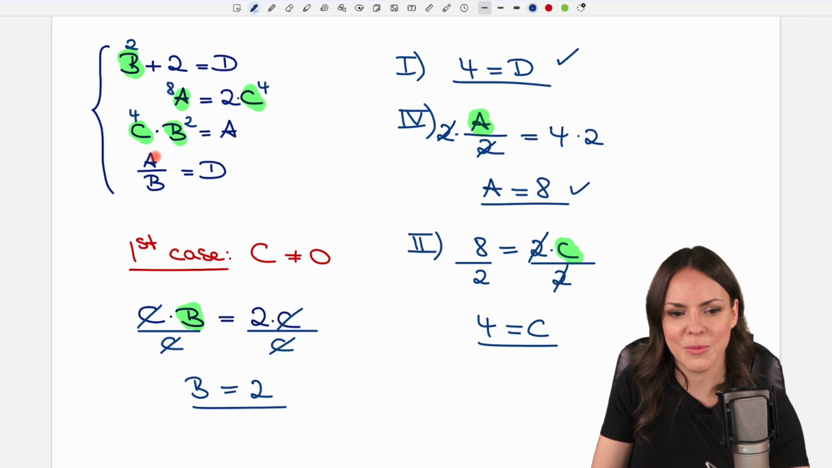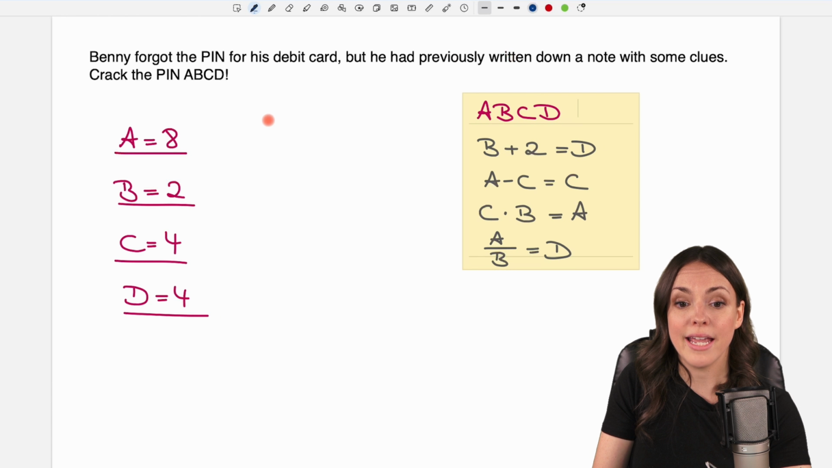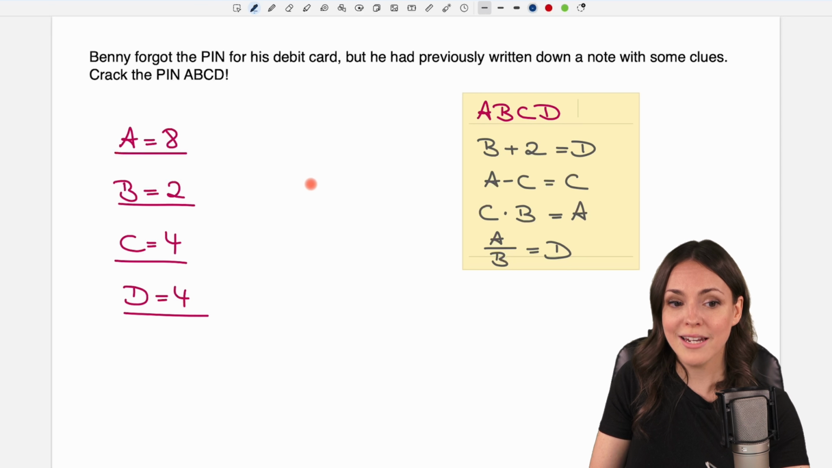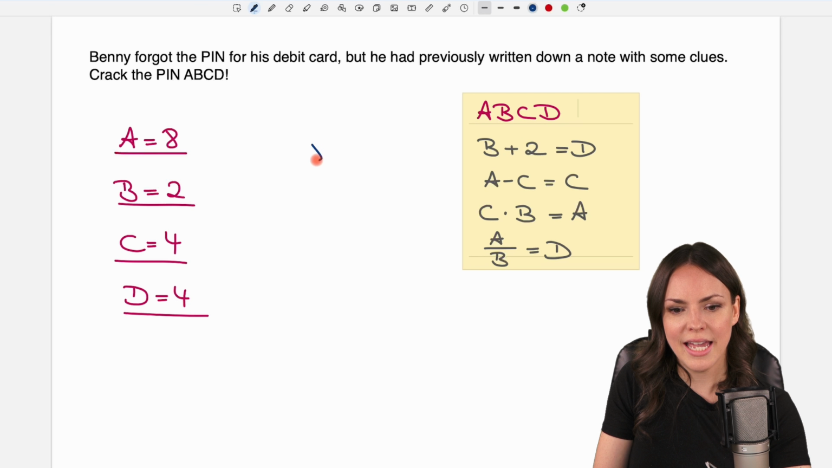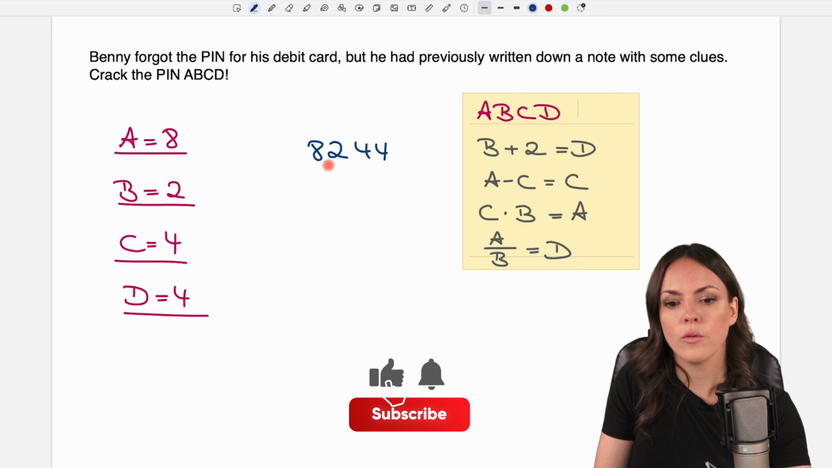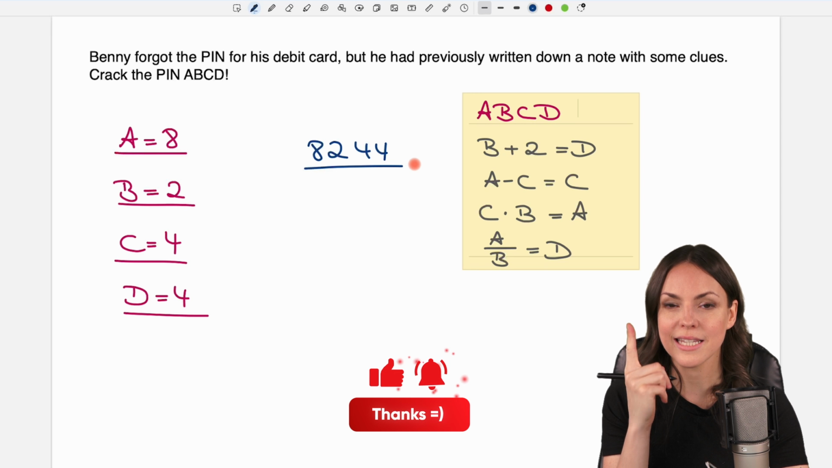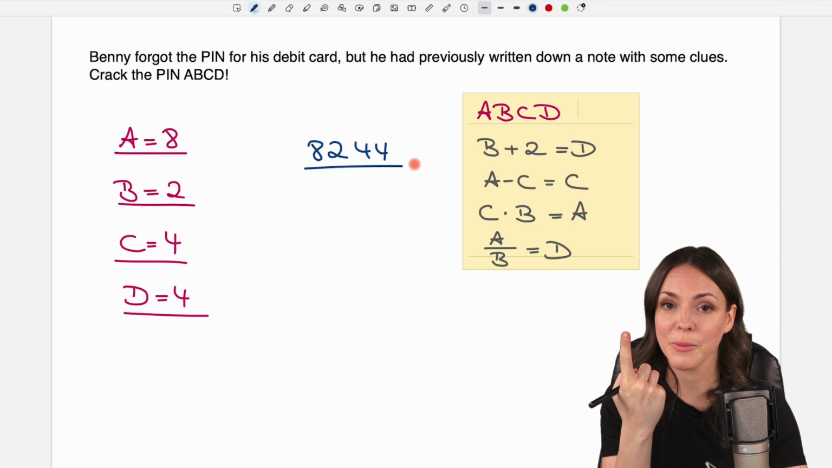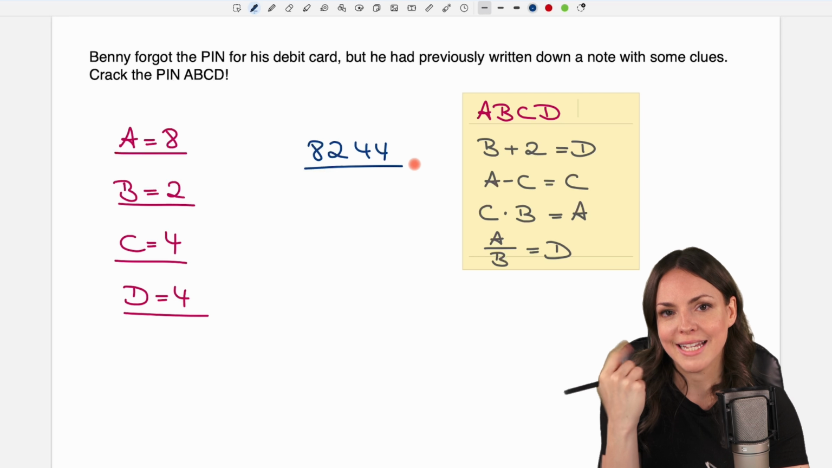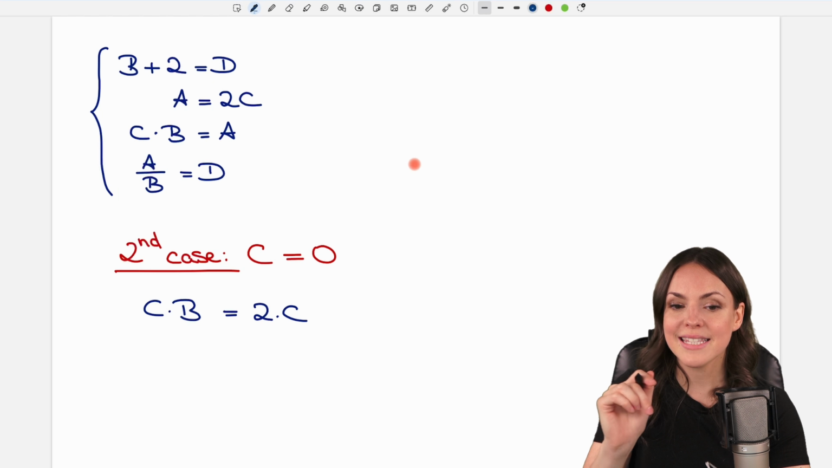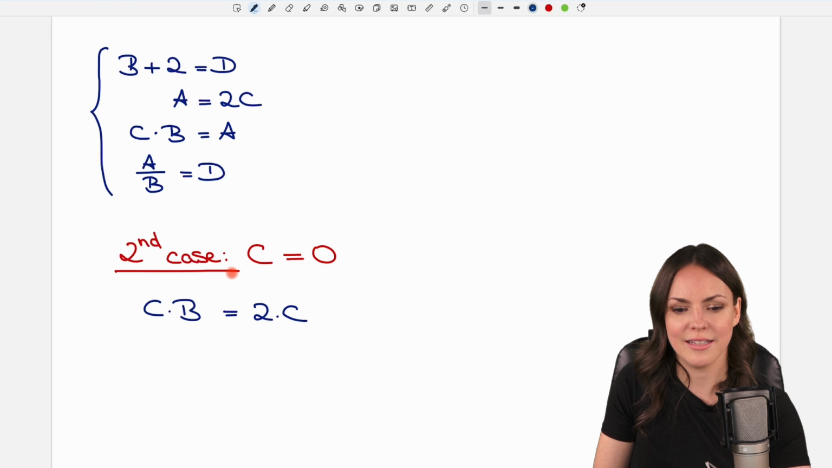And the last equation we have, for our A, 8 over 2 equals 4, and that is D. So each equation is correct with the variables we found. So a possible pin for Benny would be 8, 2, 4, 4. But is it the only possible pin we can find? We don't know yet, because we have a second case to take a look at.